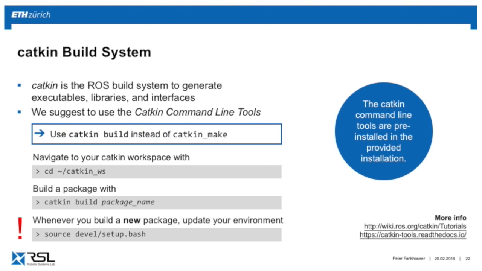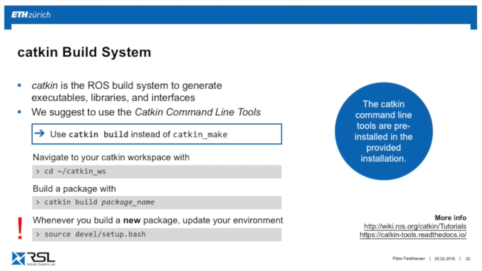So whenever you see in a tutorial on the web the catkin_make command, it's important you type in catkin build instead of catkin underscore make, which is fundamentally the same thing, but don't mix these two commands. I suggest you use the catkin build command and the commands that I'm going to show you in a second. Typically, when you want to build a node, you would go to your catkin workspace by cd and then going into the catkin workspace. And then you can build a package by catkin build and then the package name.